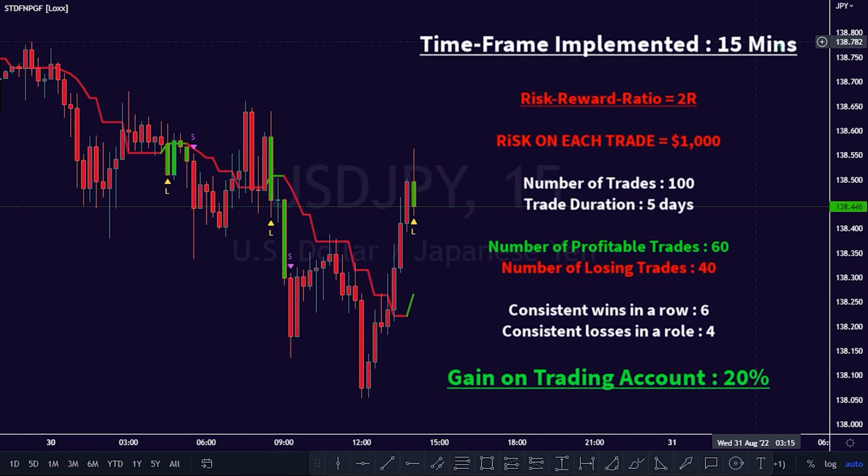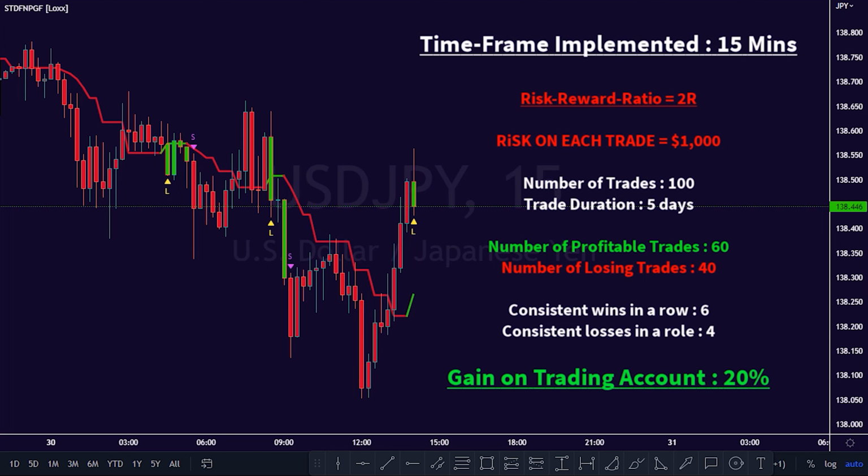On each trade, I risk $1,000 for a profit target of $2,000. I got 60 wins and 40 losses. My record of most consistent wins in a row is 6, and most losing streak in a row is 4. The gain on the trading account is 20%.